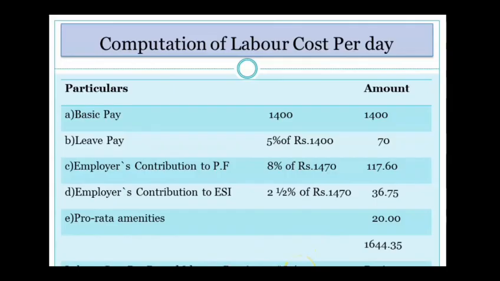In the question, the labor cost per day of 8 hours was asked, and 200 hours was given in the last line. So we multiply this amount by 8. We are calculating for one day, and the working hours for one day is 8 hours. So into 8 divided by 200, the total hours the labor has worked. We get the answer as rupees 65.77.